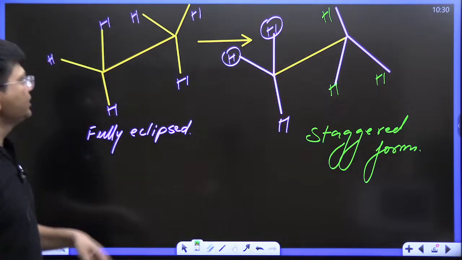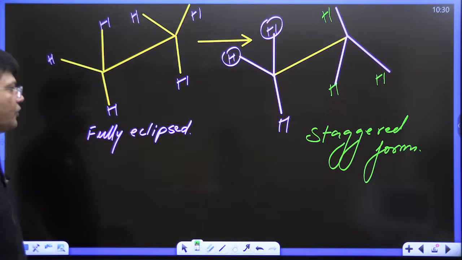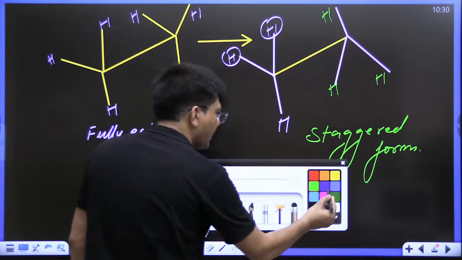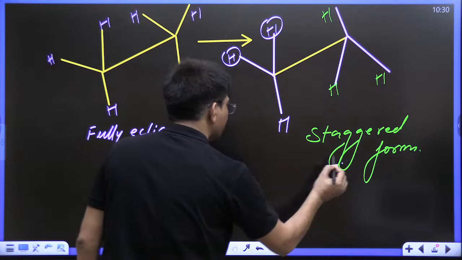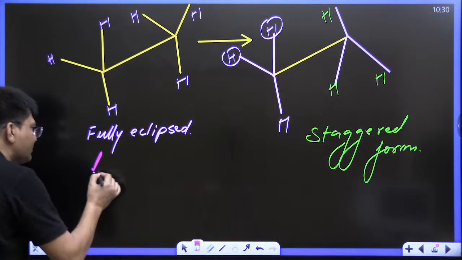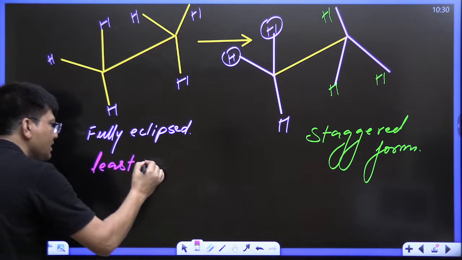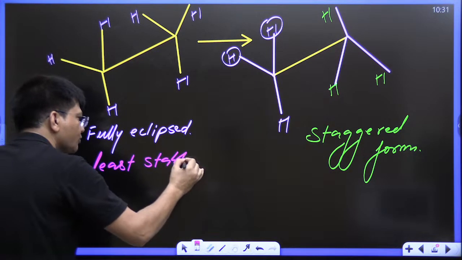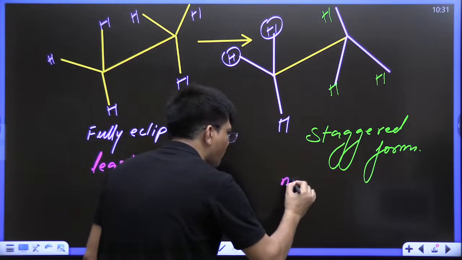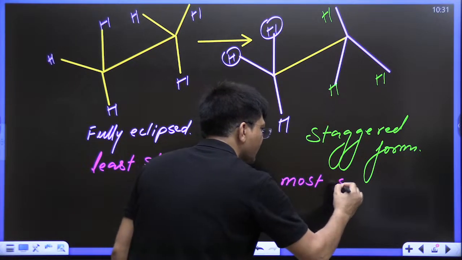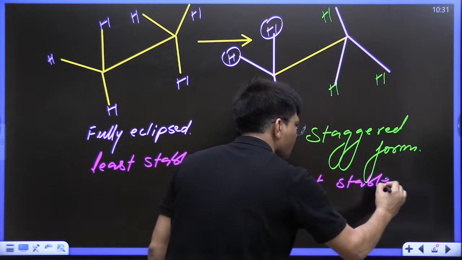So which is going to be the most stable? These two are conformers. We will say these are the extreme forms of conformer. This is the least stable form, and that is going to be our most stable form.